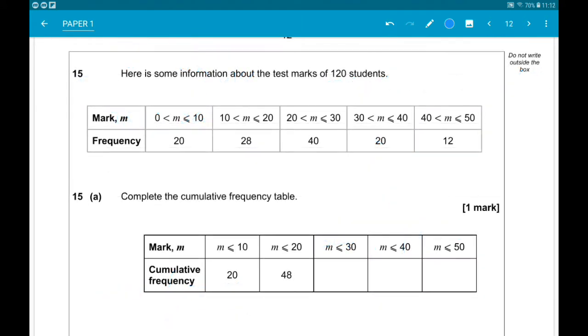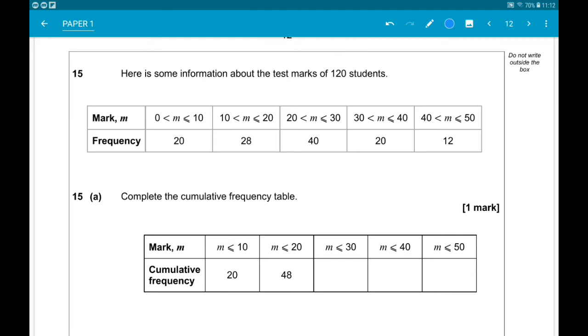Okay, next up, cumulative frequency. So hopefully by the time you're watching this, I do have some past paper exam questions in a playlist linked down below. So, the table shows information about the test marks of 120 students. Part A wants us to complete the cumulative frequency table. So, all that cumulative frequency means is to add the frequencies together as you go here from left to right.